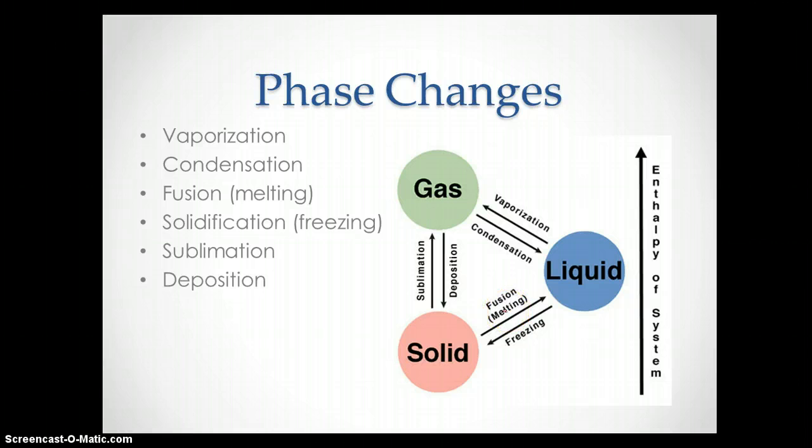And then there are some special phase changes. We can go directly from a solid to a gas, which is called sublimation. And I know you've all seen this happen before. Think about dry ice. Dry ice goes directly from solid carbon dioxide to gaseous carbon dioxide. It doesn't melt first, so carbon dioxide goes through sublimation. The opposite of that would be considered deposition. So those are all of the terms for our phase changes that we could look at on our phase diagram.